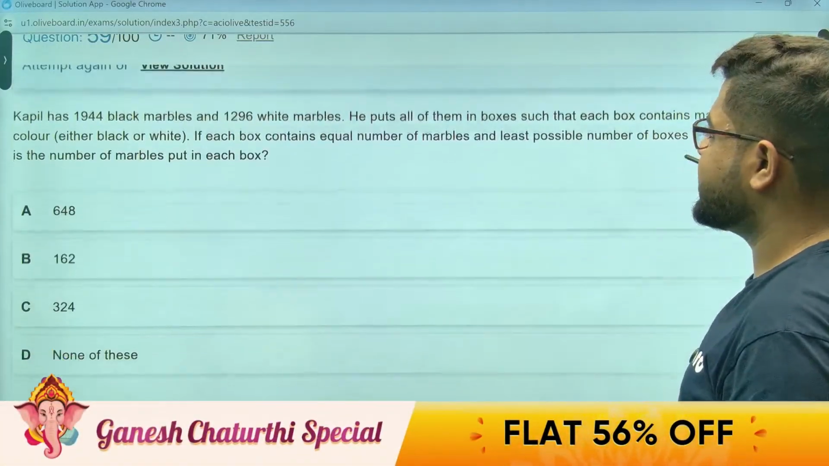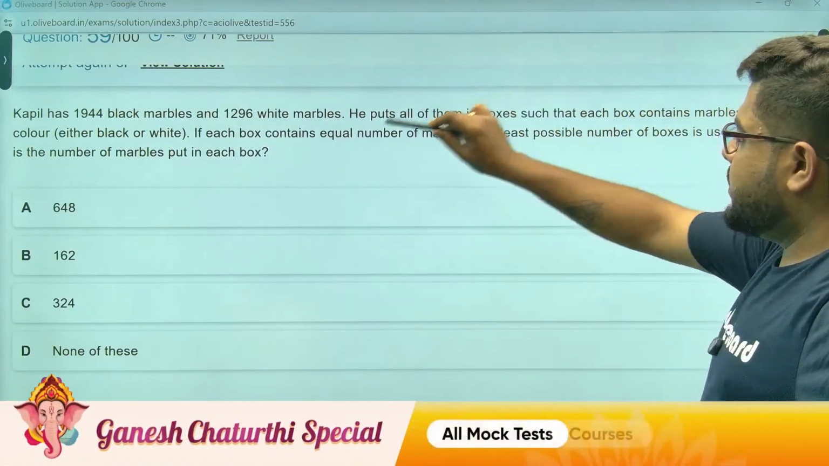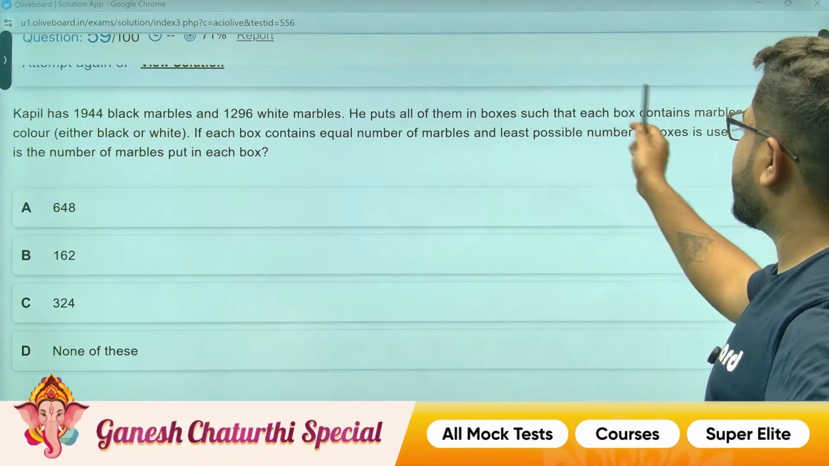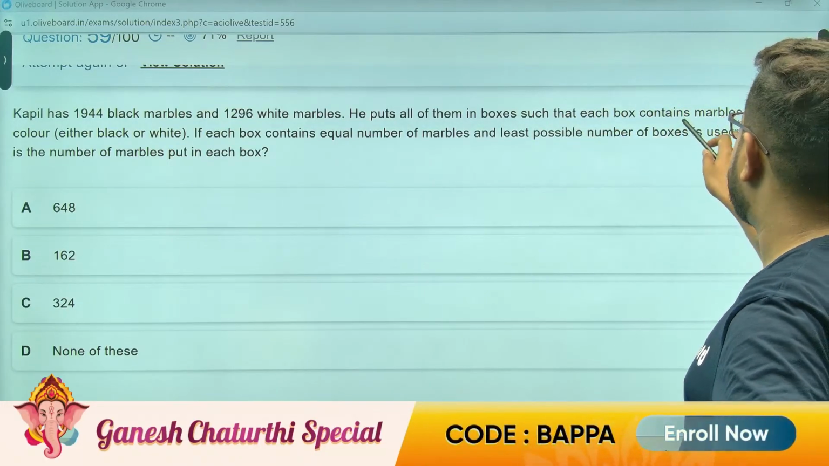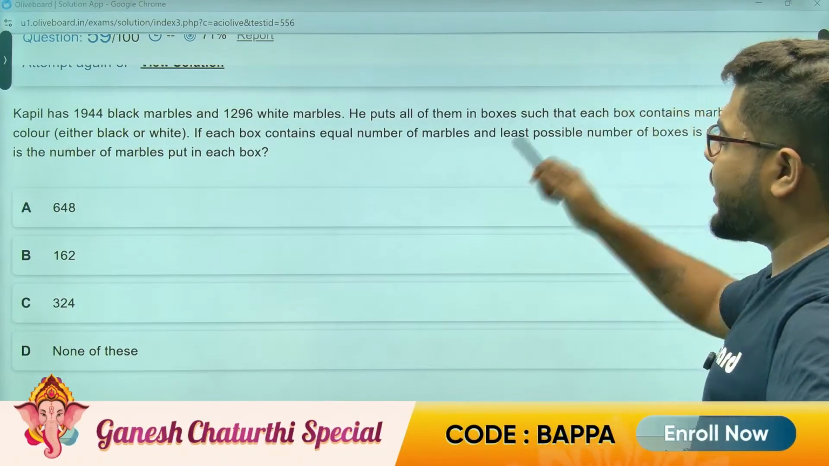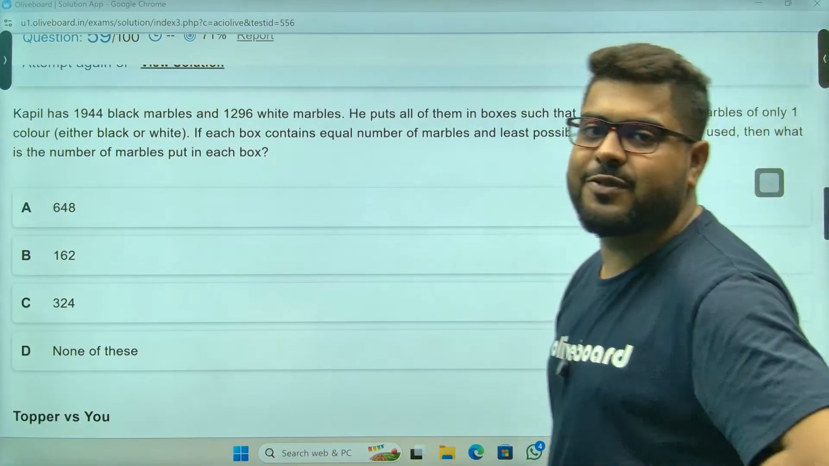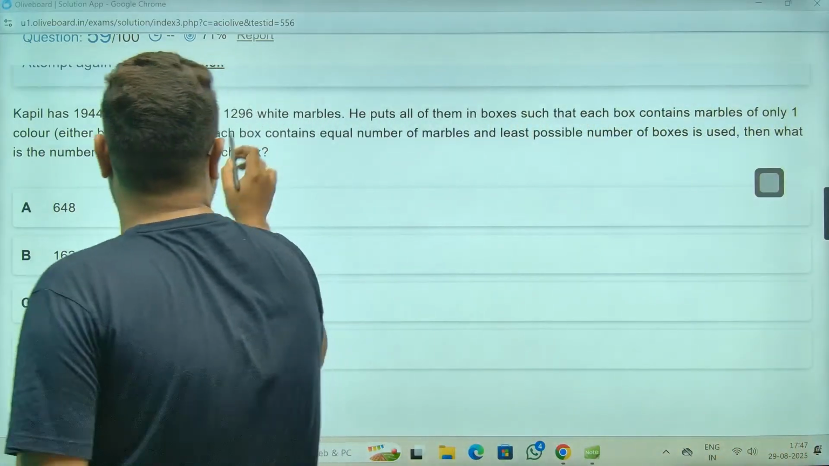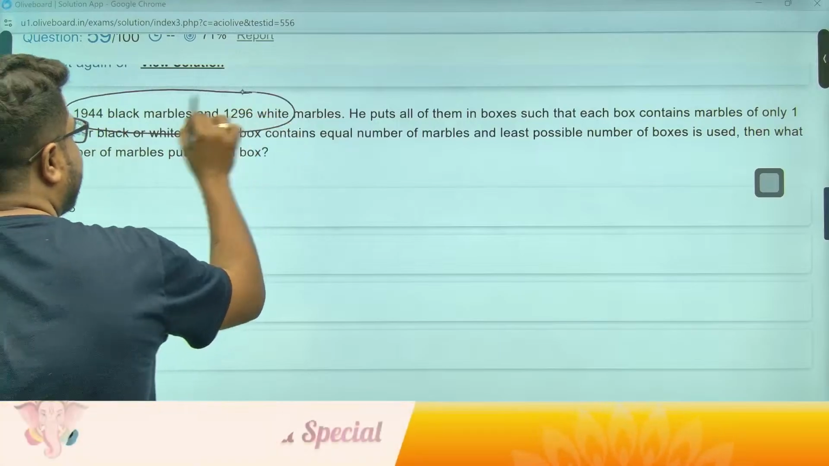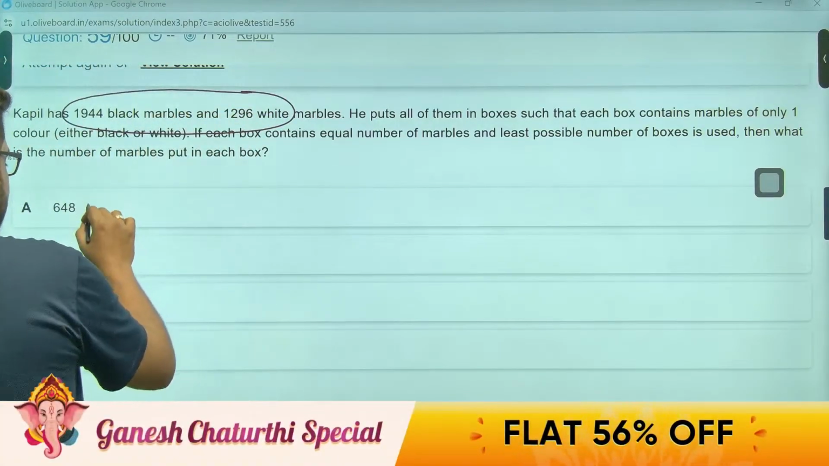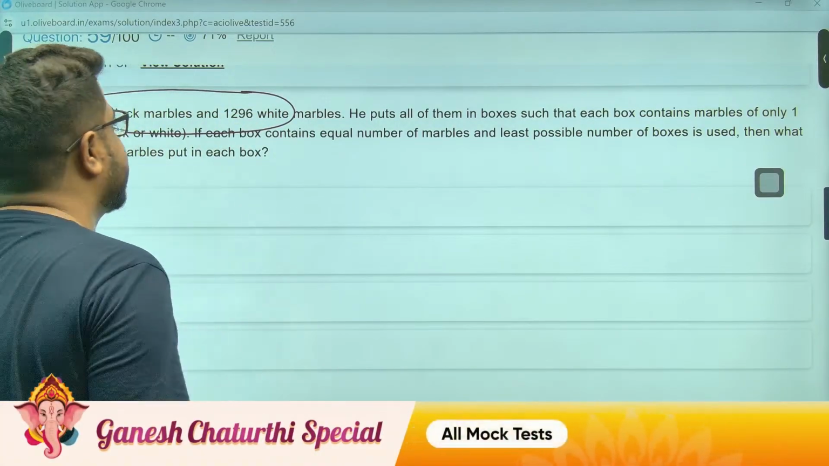Last couple of questions. This many black, this many white, all of them in boxes such that each box contains marbles of one color, equal number. Sir, HCF question. Again, the answer will be HCF of these two numbers. Again, don't take HCF, check from here.